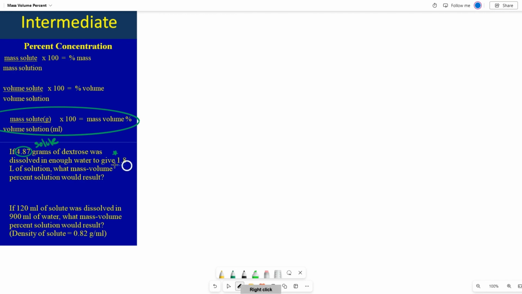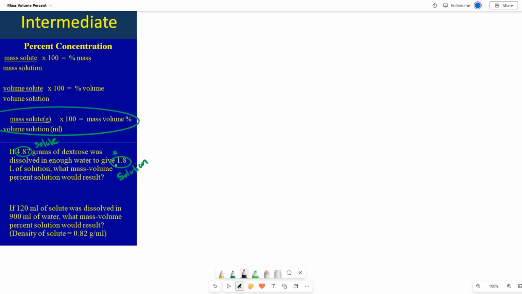And now look carefully at how this second part is written. In enough water to give 1.8 liters of solution. This 1.8 liters is not the solvent. That's the entire solution. If you didn't read that carefully, you might think that's just the solvent. You would be adding this to the top number, and that would give you an incorrect answer. So you always have to be really careful. Am I giving you the entire solution, or am I just giving you the solvent? If I'm just giving you the solvent, you need to add the solvent and solute together. So always read that carefully in a problem.